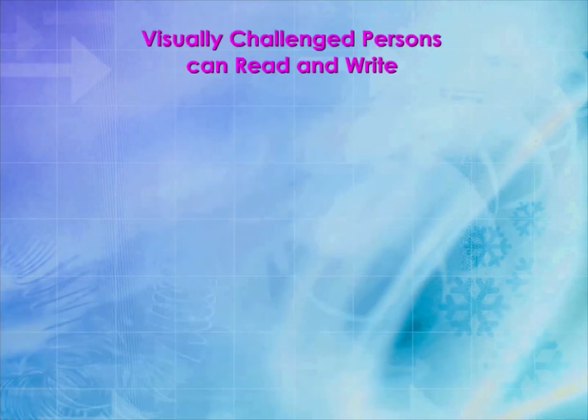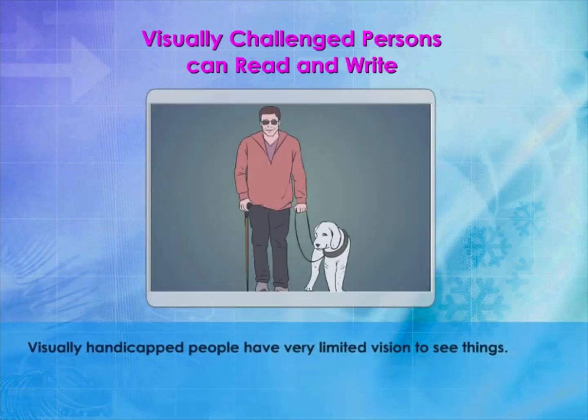Visually challenged persons can read and write. Some persons, including children, can be visually handicapped. They have very limited vision to see things. Some persons cannot see at all since birth. Some persons may lose their eyesight because of a disease. Such persons try to identify things by touching and listening to voices more carefully. They develop their other senses more sharply. However, additional resources can enable them to develop their capabilities further.